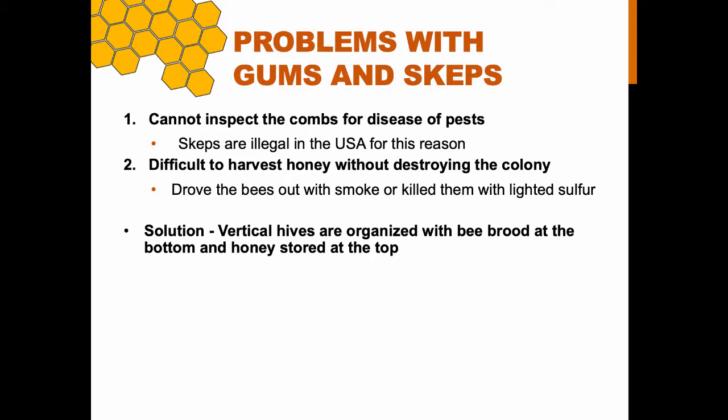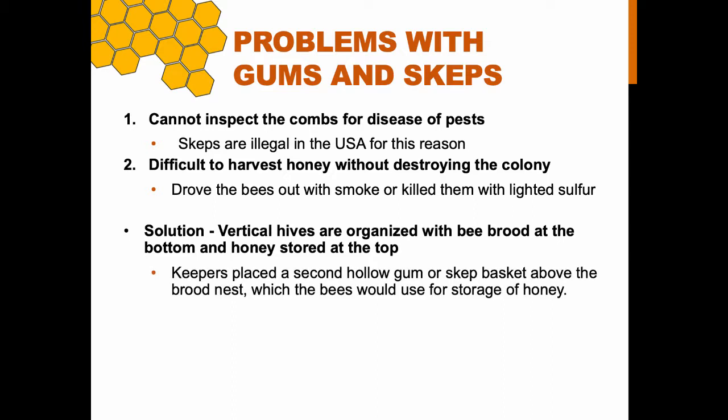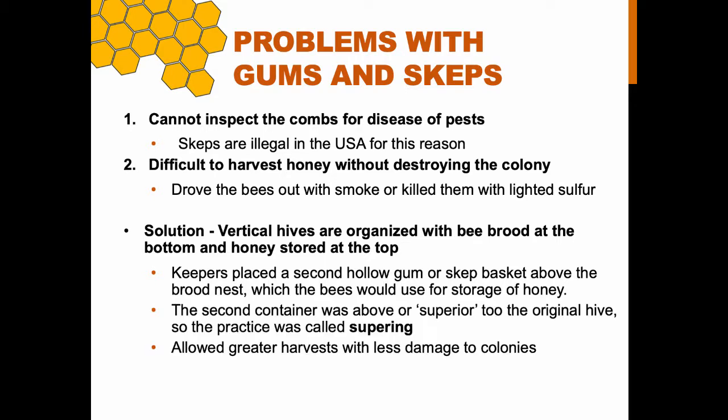So a solution that people came up with was that they organized the hives vertically so that they knew the brood would be at the bottom and the honey would be at the top. Keepers would place a second hollow gum or skep basket on top of the existing skep or gum. The idea is that the bees would move up into that new cavity and exclusively store honey in that topmost part. So they would keep all their brood in the bottom, in the original skep, and put all the honey in the top. That way, you could just remove that second container, and it would have nothing but honey in it.